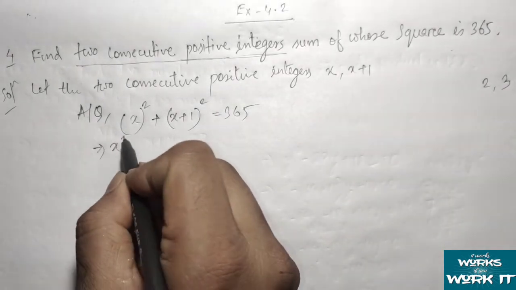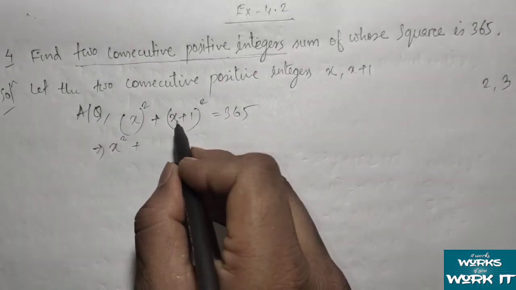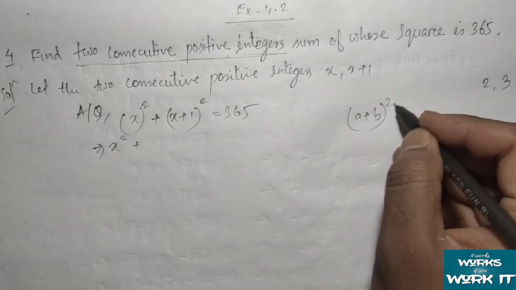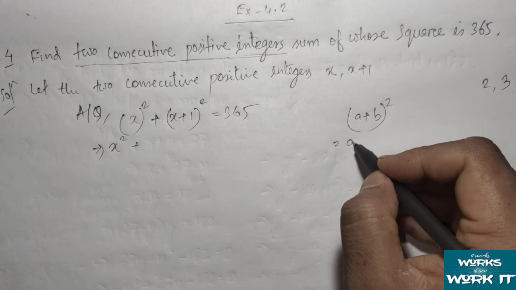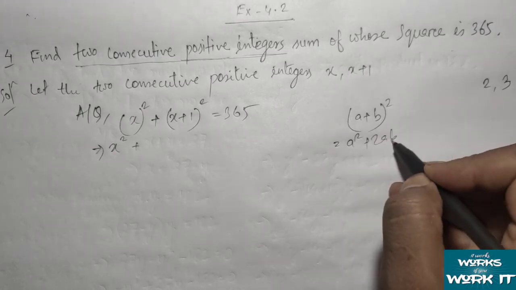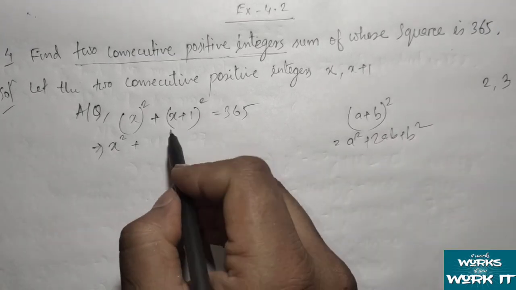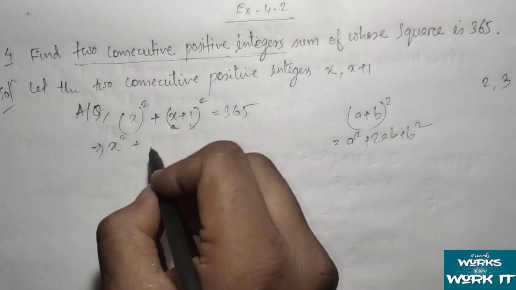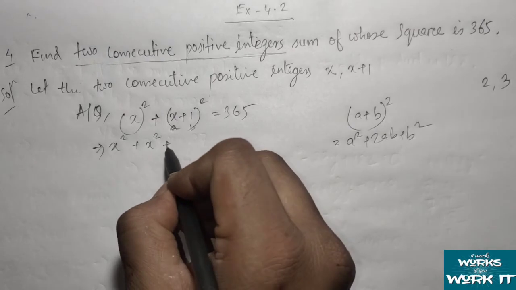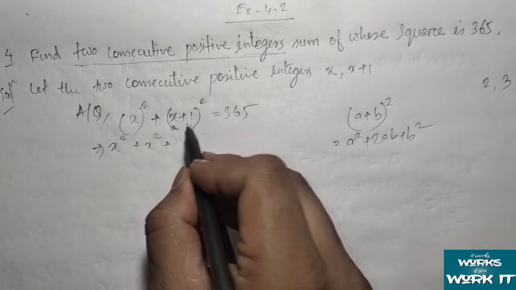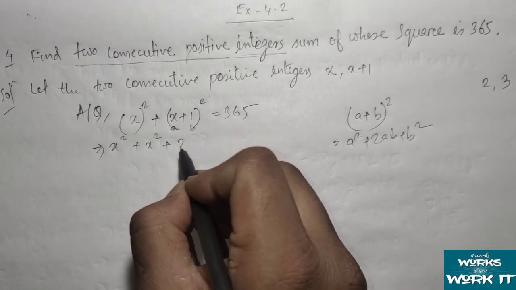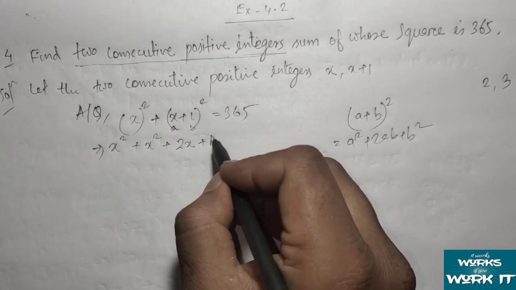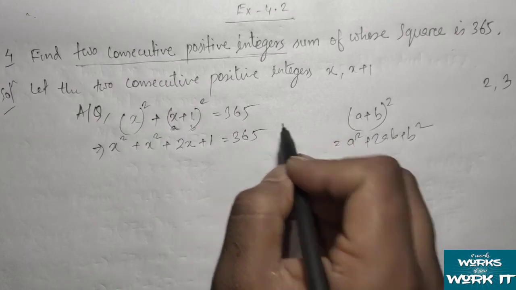So now next step will be x square. Then after this one, x plus 1 whole square, it can be expanded by using the formula a plus b whole square. So what it is, a square plus 2ab plus b square. So here already we are getting a as x and b as 1. So a square will be x square. Then after 2 into ab, so it will be 2 into x into 1, so it will become 2x. And then after b square, it will be 1. 1 square is 1, equal to 365.